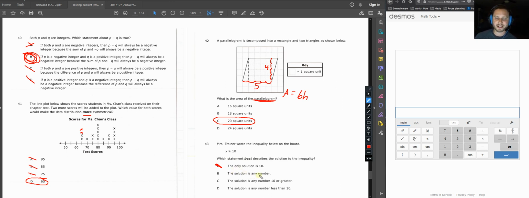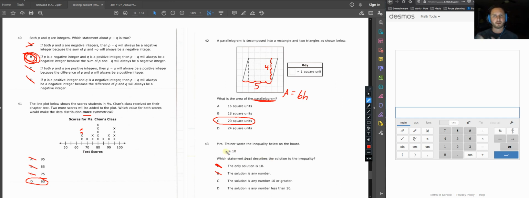B says the solution is any number. No. I think you all would agree that if I put 5 in there, this would not work. 5 is definitely not greater than or equal to 10. So B is out. C says the solution is any number 10 or greater. And that does work, because x could equal 10.